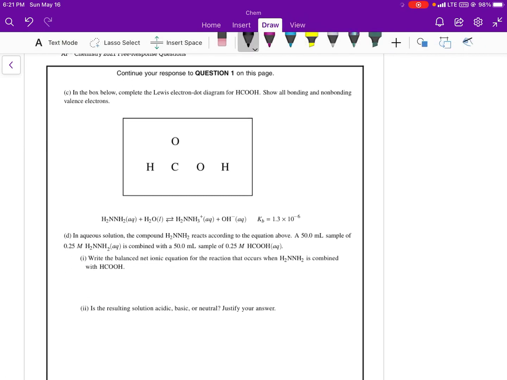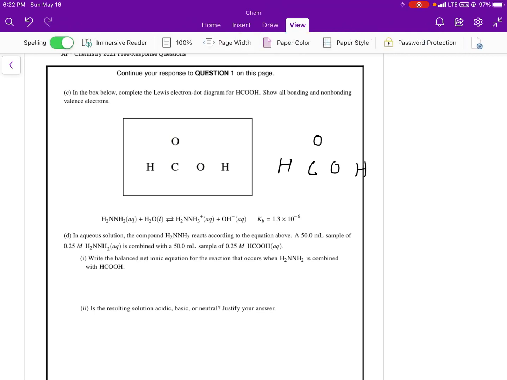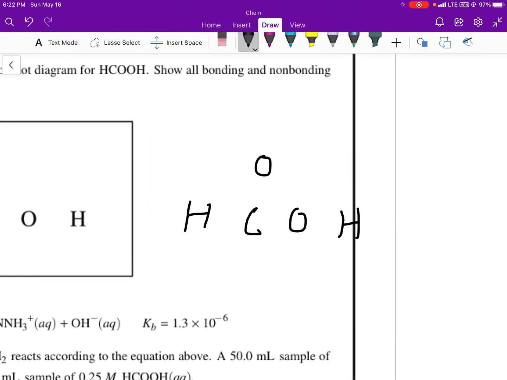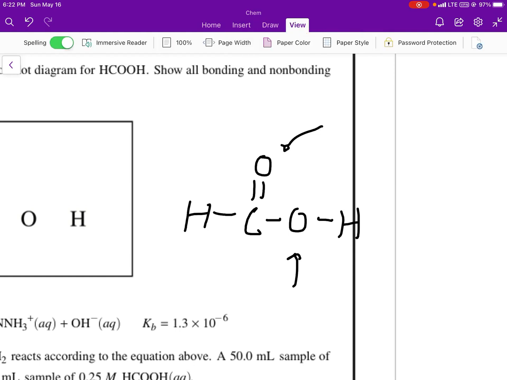Now part C, we want to draw the Lewis electron dot diagram for HCOOH. So I'm going to write this next to it. I'm not going to write the dots yet because it's a bit messy. So first, we know hydrogen only makes one bond, right? So you can just draw a line between the hydrogen and its atom because it only makes one bond. Oxygen makes two bonds. So this oxygen right here, since it's already making one bond with one hydrogen, can only make one extra bond with a carbon. Now this oxygen here is not making any bonds, and it can make two bonds. And carbon needs 4 bonds. So therefore this has to be a double bond.